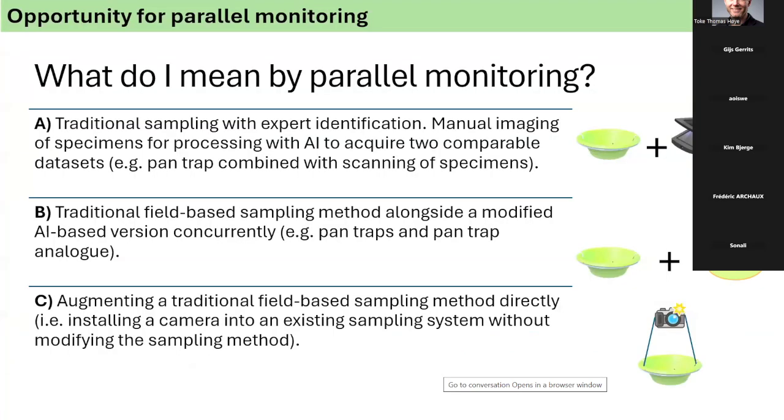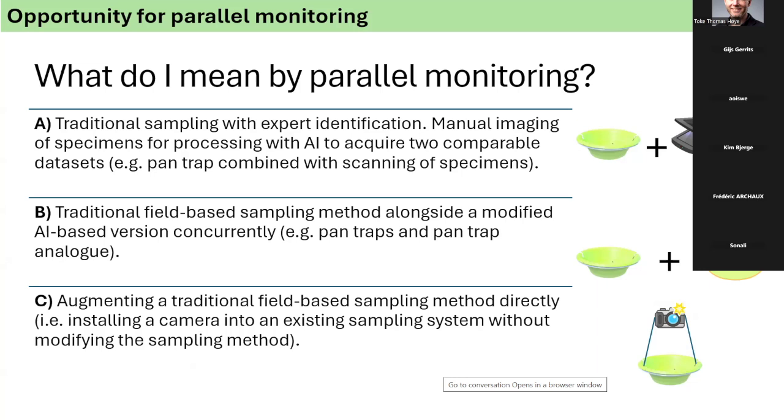And so I've just done a little bit of a definition of what I mean by parallel monitoring here. There's sort of three ways that I'm framing it. If you're doing traditional sampling, you're taking the data that you already have and running the models on that. So you've got all of your IDs already and you're comparing them with the IDs you're getting as an output afterwards. Or you can run traditional field-based sampling methods alongside a sort of analog.